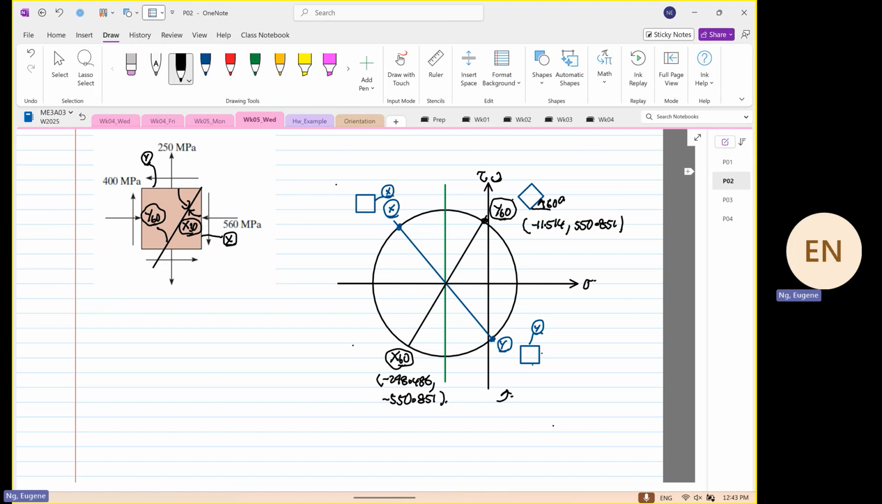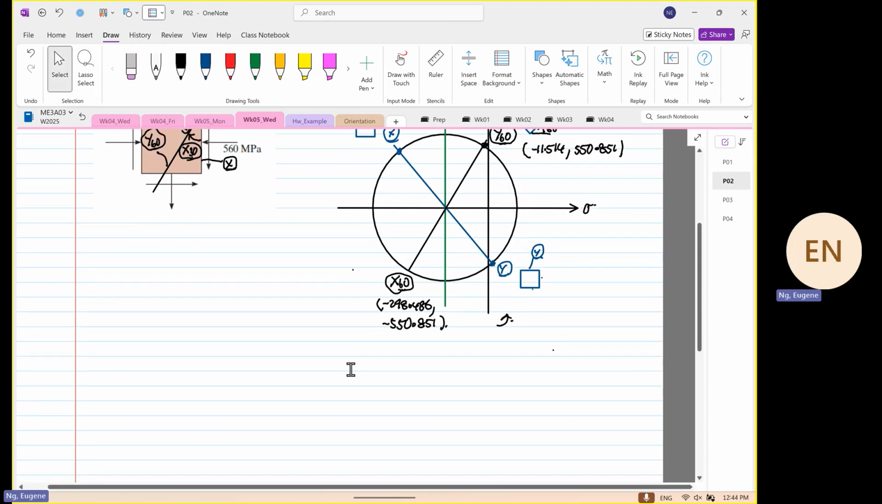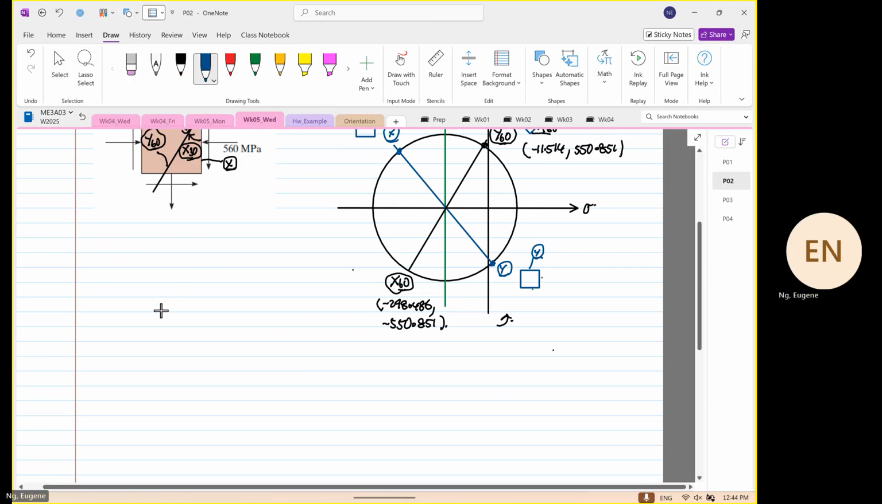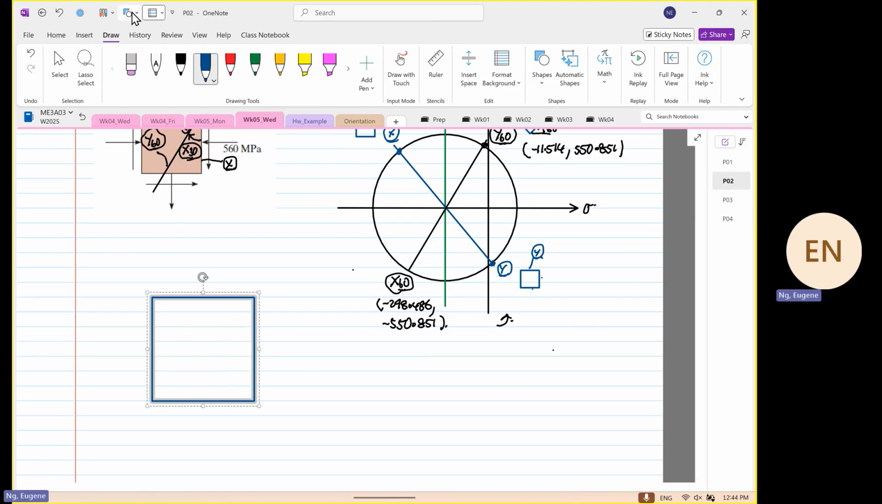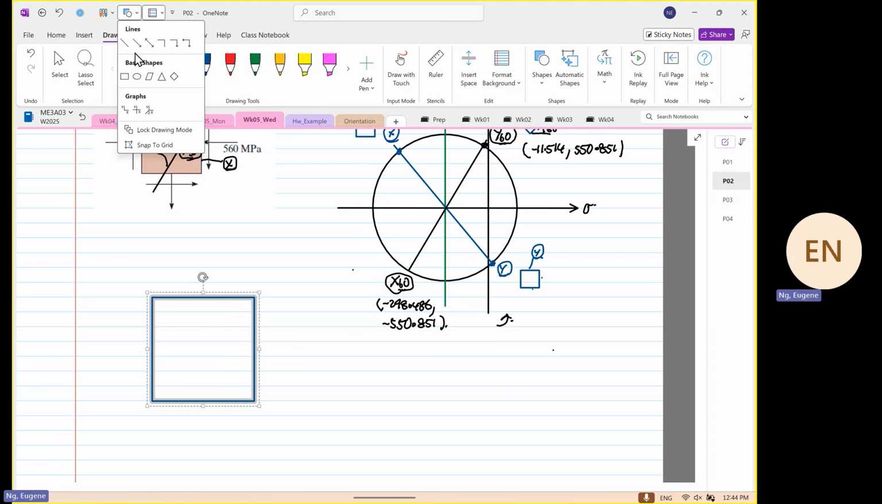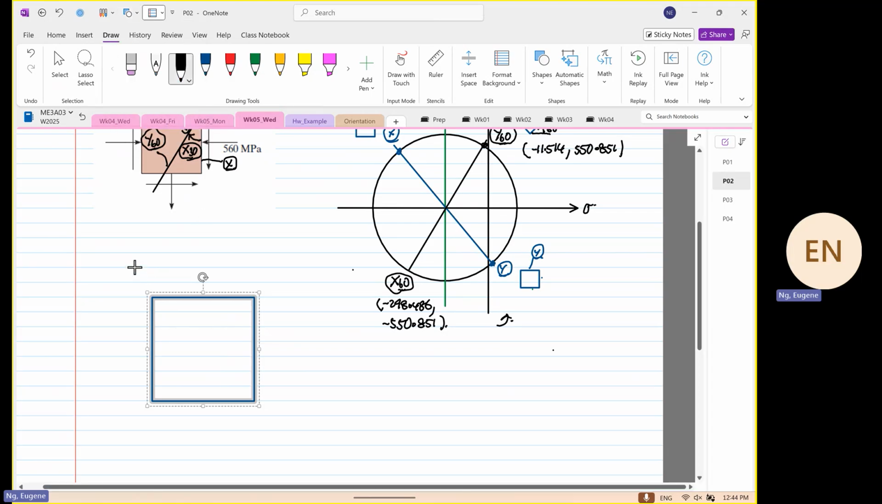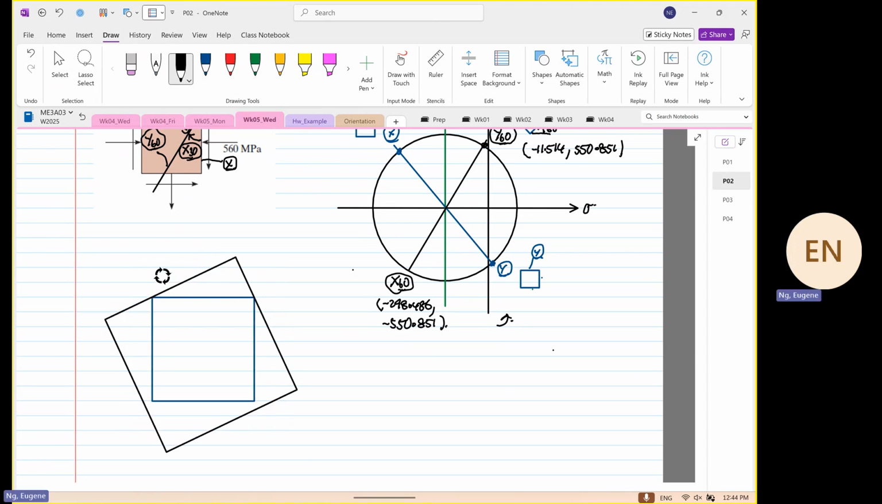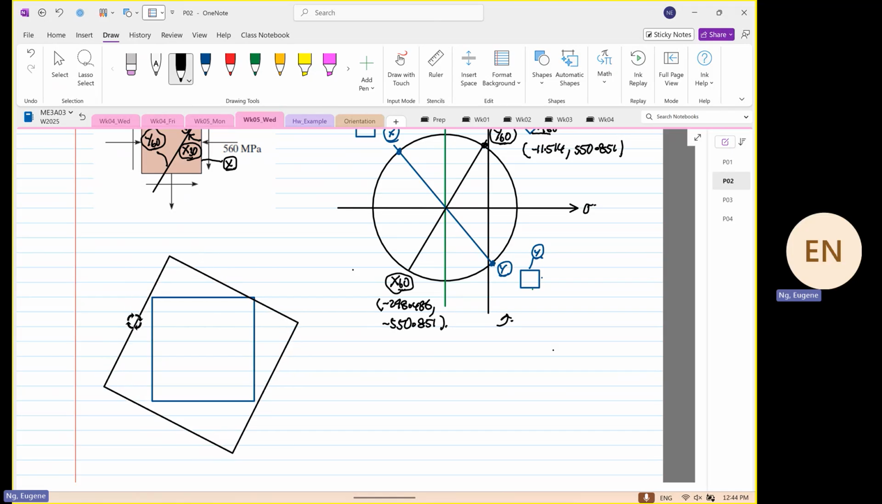Now we are going to draw the element at 60 degrees. I'm going to sketch our usual element. And then we are going to have another element that we are going to rotate by 60 degrees. So this is the other element, and it is going to rotate by 60 degrees.